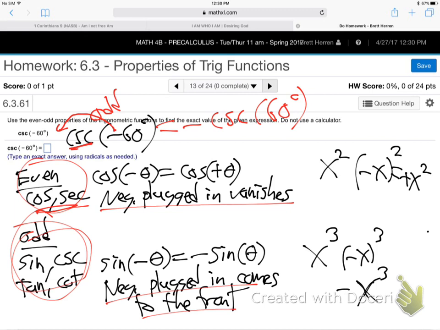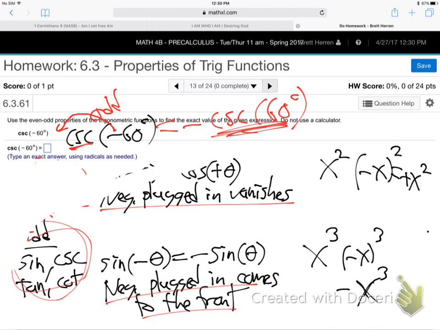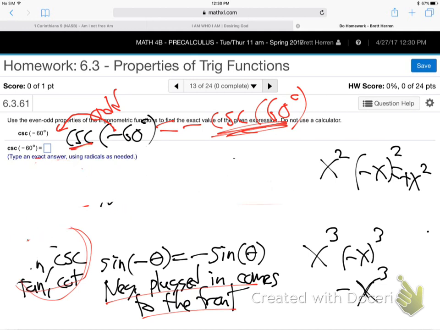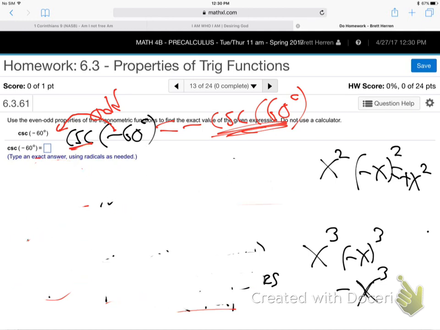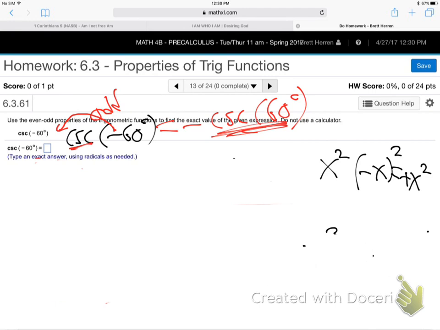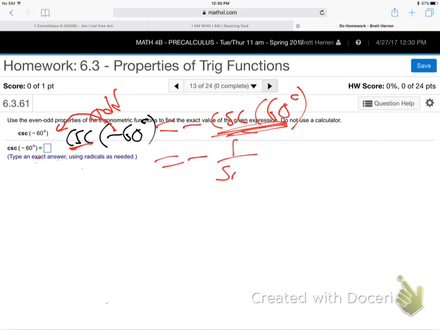So now to finish this problem, we've got to find what the cosecant of 60 is. Can we do that? What is cosecant? Cosecant is the upside down of sine, right? So this is really negative 1 over the sine of 60. So we've got to find the sine of 60.